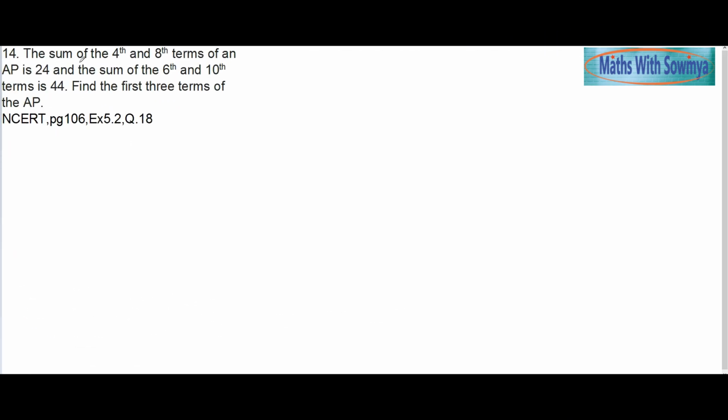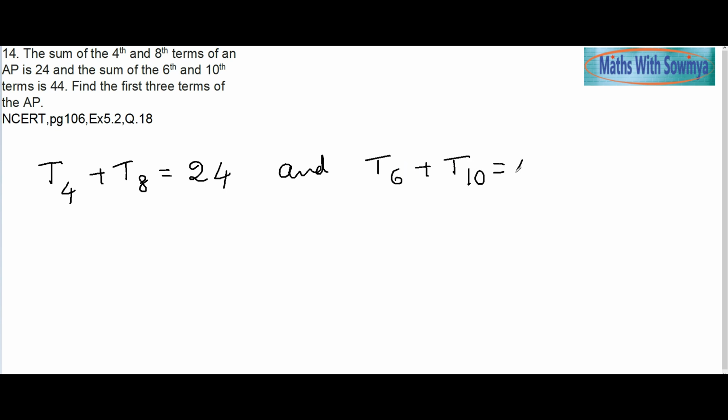In this question, the sum of the 4th and 8th terms of an AP is 24, and the sum of the 6th and 10th terms is equal to 44. We have to find the first 3 terms of the AP. So let us solve this.